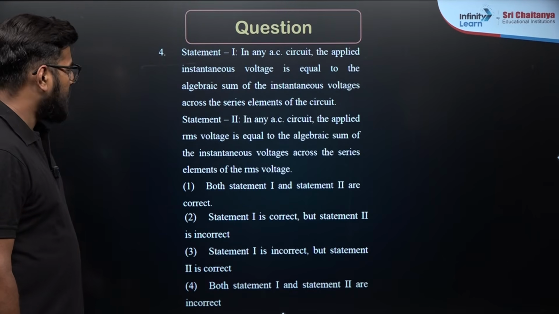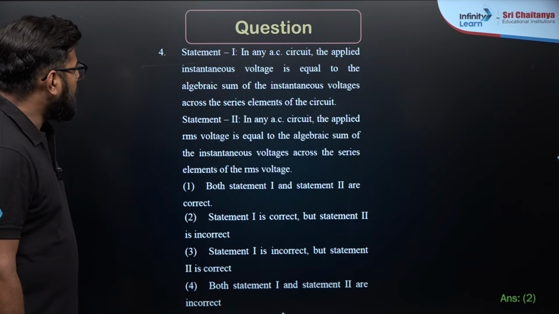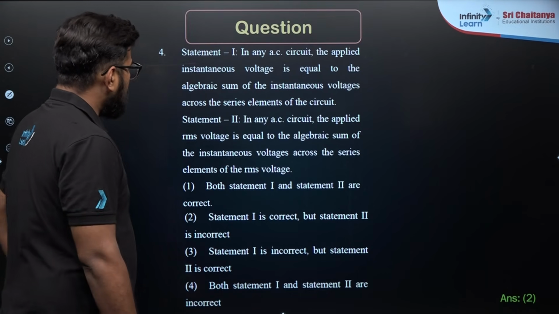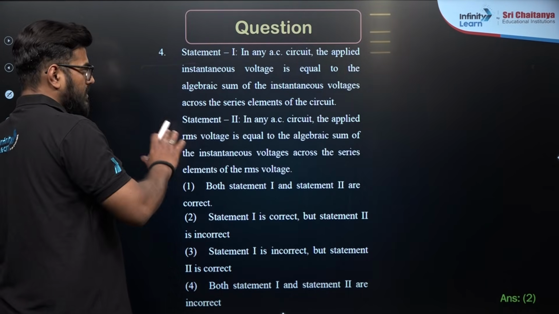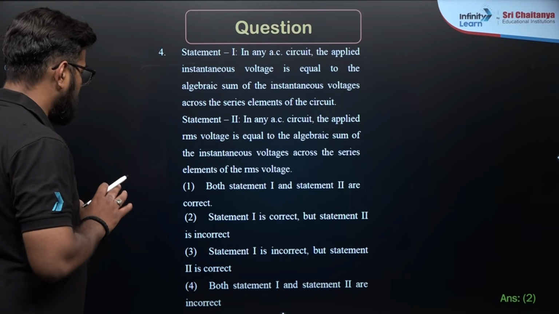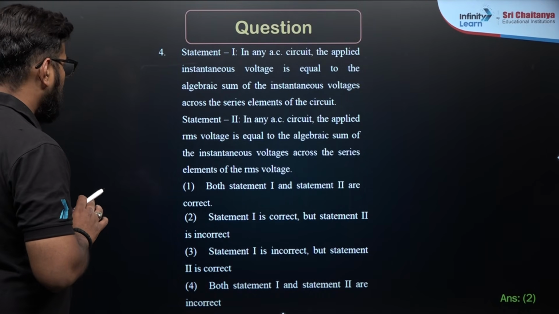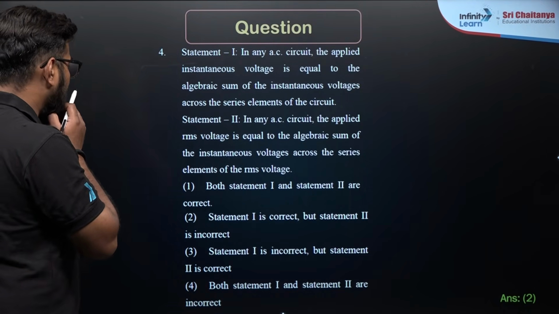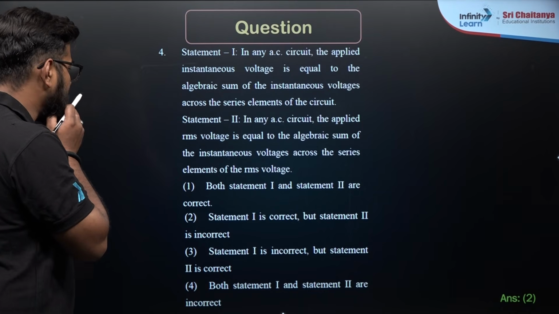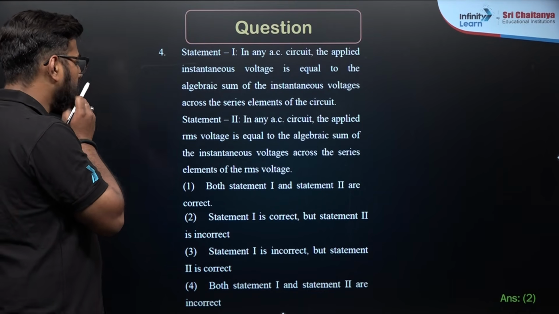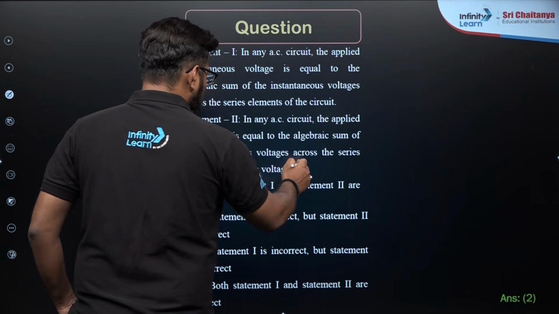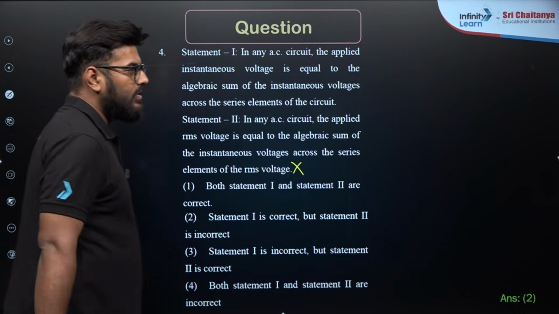Moving ahead, in any AC circuit, the applied instantaneous voltage is equal to the algebraic sum of the instantaneous voltage across the series elements of the circuit. This is correct, right? In any AC circuit, the applied RMS voltage is equal to the algebraic sum of the instantaneous voltage across the series elements of the RMS voltage. This is absolutely wrong.